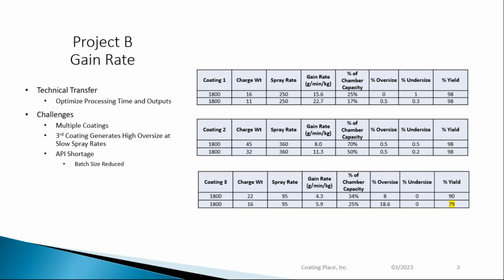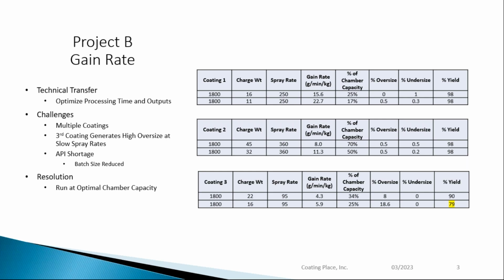The third coating, again, the most challenging coating, just from the nature of what was being applied, showed an increase in oversize by about 10%, thus reducing our yield by 10%. And just kind of looking at that, we attributed the changes here to the gain rate. That when we scale this process up, that's kind of what we'll be looking at.